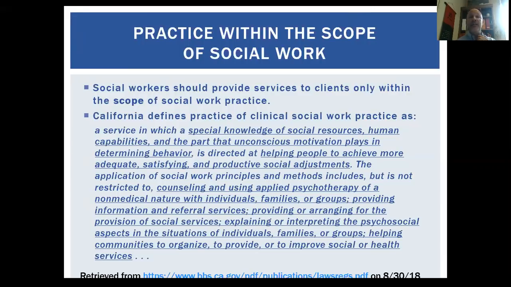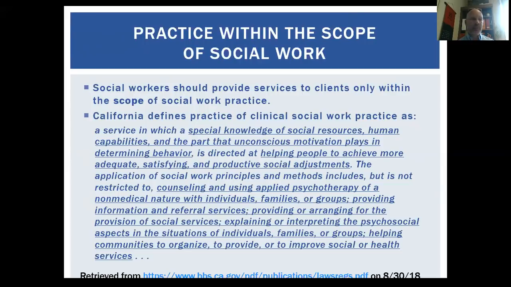That scope in California is defined by our Welfare Institutions Code. And so we're expected to have a special knowledge of social resources, community resources, of human capability or capacity, and also psychological or unconscious motivation in terms of how that may determine behavior. So we're expected to know that. We're expected to help people achieve social adjustment. We're expected to use counseling of a non-medical nature to provide information and referral, to coordinate or arrange for social services, to explain or interpret psychosocial conditions, as well as to help communities organize for improved social or health services.